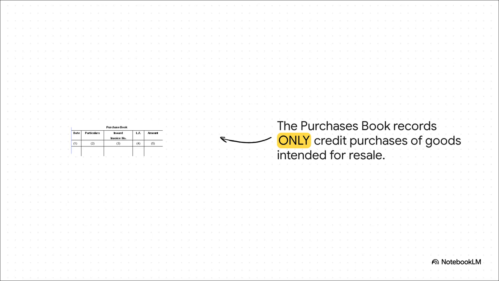Okay, pay very close attention here because this is a classic exam trap. The purchases book has a super strict rule. It's only for buying goods on credit. And by goods, we mean the stuff the business plans to sell to customers. So what if you buy those same goods but pay with cash? That goes in the cash book. What if you buy an asset, like a new computer, on credit? Nope, not the purchases book. That one goes in the journal proper.